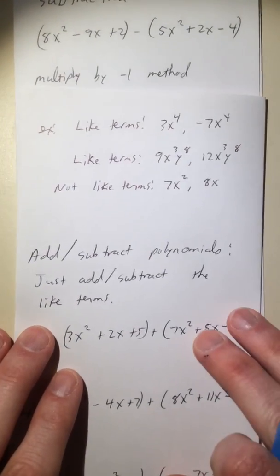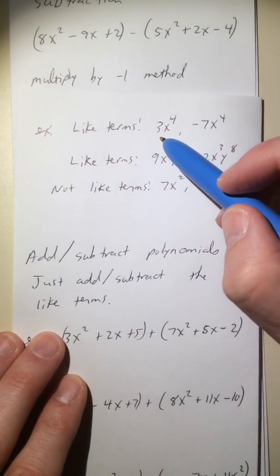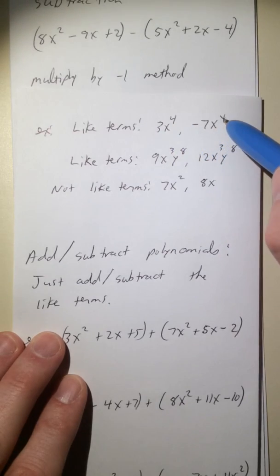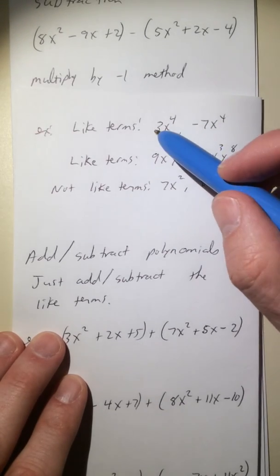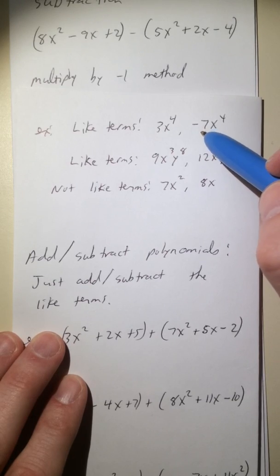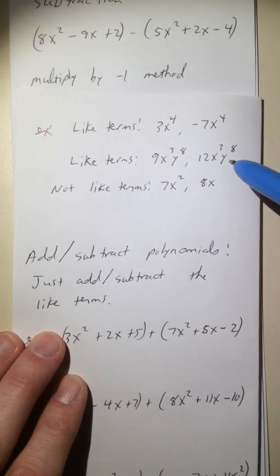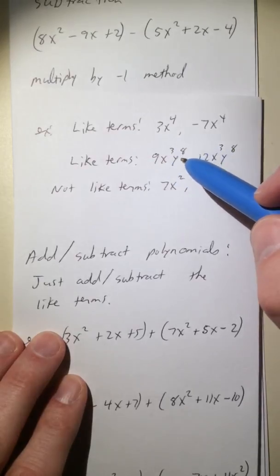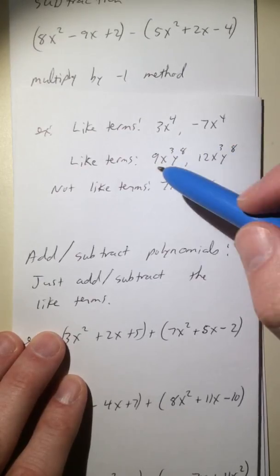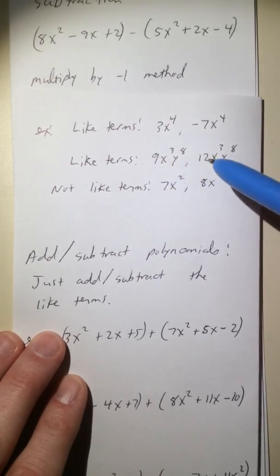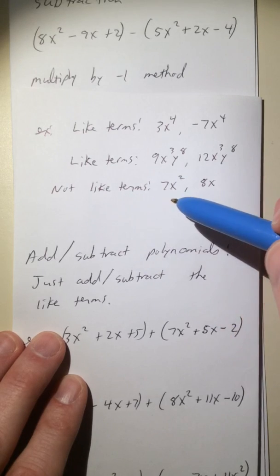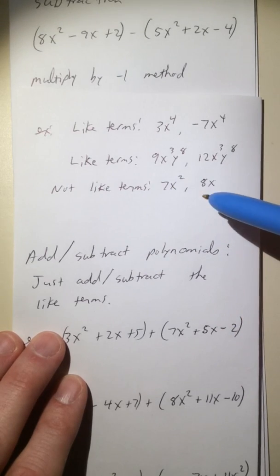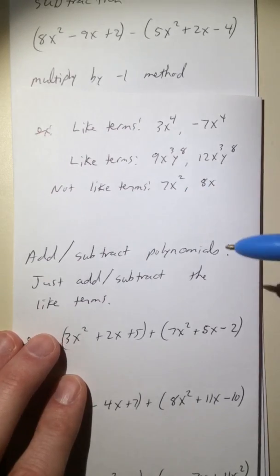So these are like terms. So we got 3x to the fourth power, negative 7x to the fourth power. Same variable, same power. The only thing that's different is the coefficients, and that's fine. They can be different. We can also have multiple variables. So in this case, we have 2x cubed y to the 8th, and x to the third y to the 8th. Different coefficients. These are like terms. Same variables, same powers of the variables. These guys are not. 7x squared, 8x, not like terms. Same variables, not same powers of the variables.